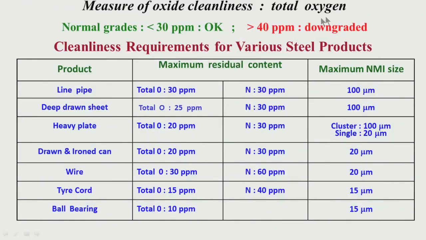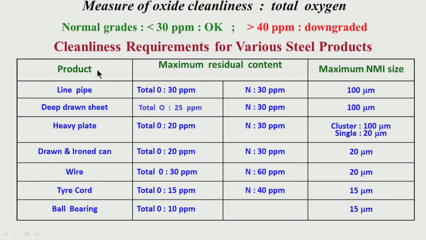But if the level of total oxygen is more than 40 ppm, what do we do? We downgrade the steel. That means we use the steel not for these normal applications, but for some inferior applications, as I had told earlier. So, a decision is taken based on total oxygen, which indicates the oxide cleanliness level of steel. Now, let us look into what are the cleanliness requirements of various steel products depending on the applications.